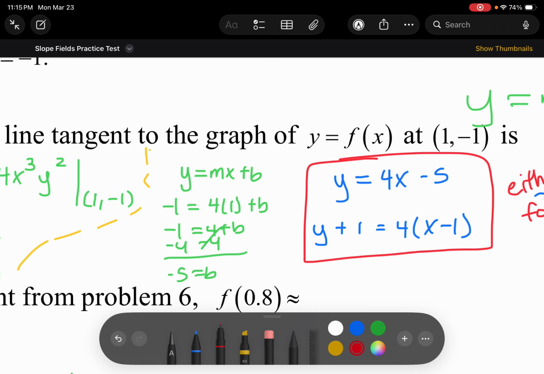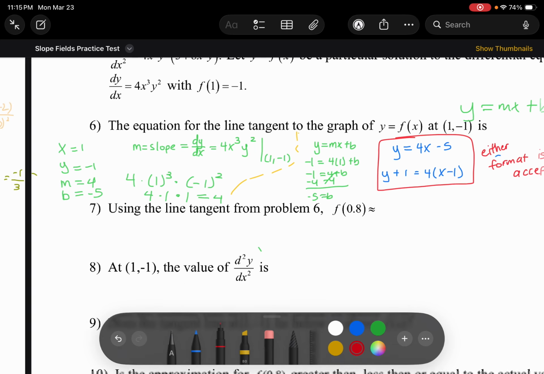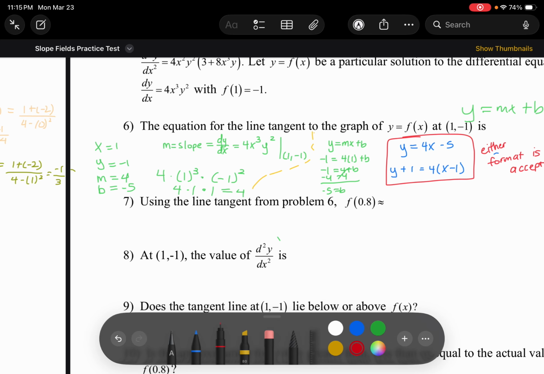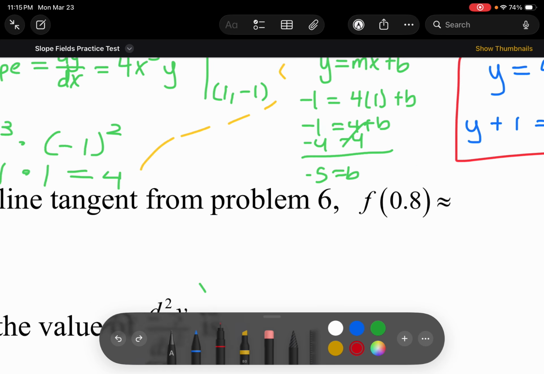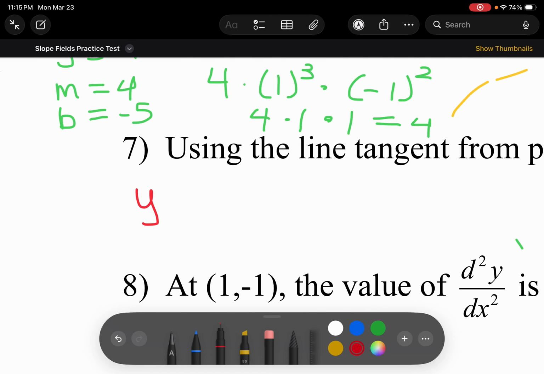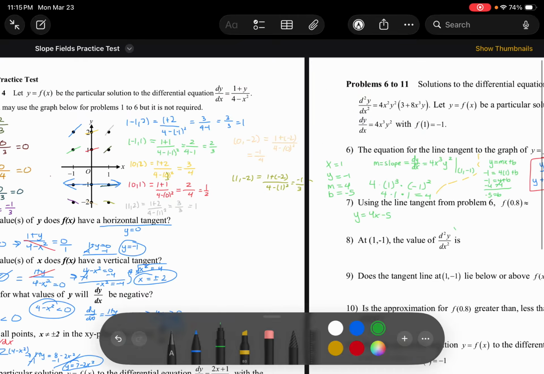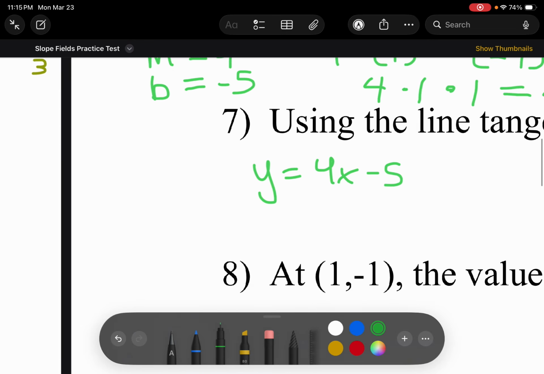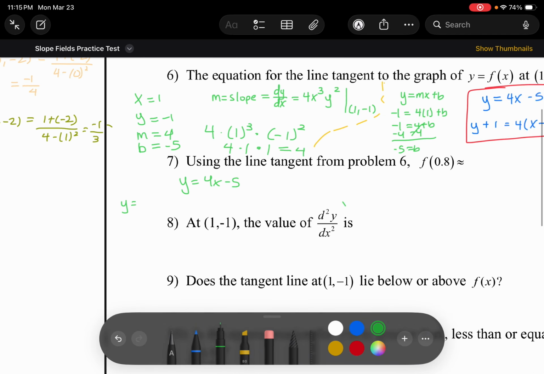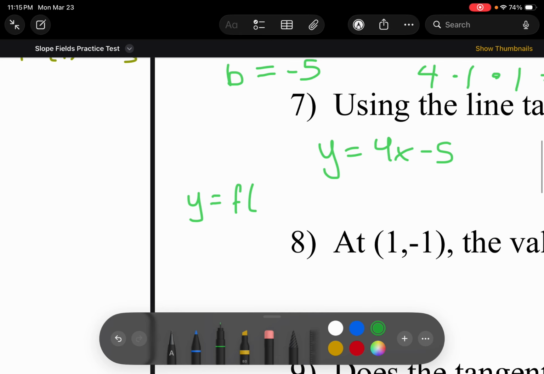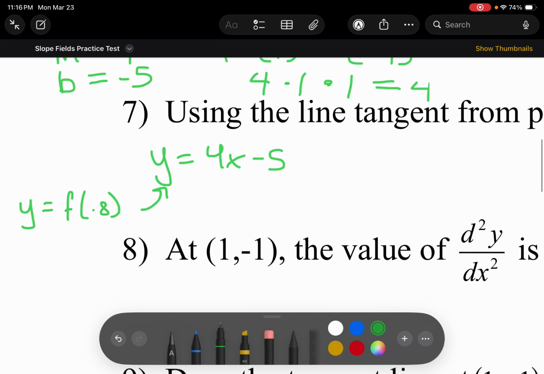So using this we're going to find the approximation, because of the squiggly line here, of f of 0.8. So we're going to be using y equals 4x minus 5. Y is equal to f of x, right? But in this point it is f of 0.8, right? So now we're going to substitute that for y.